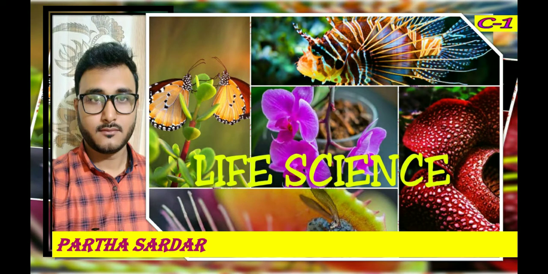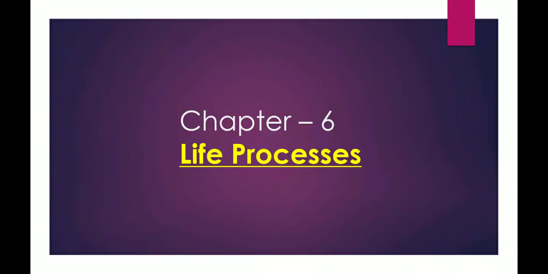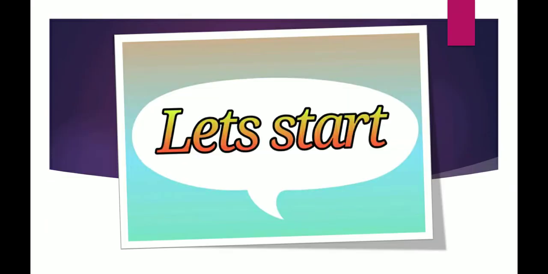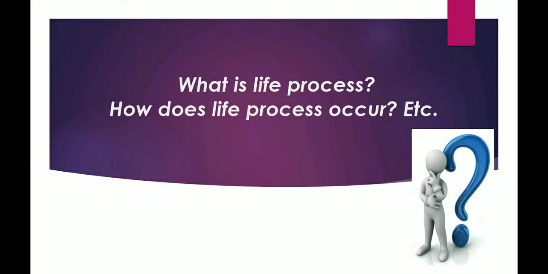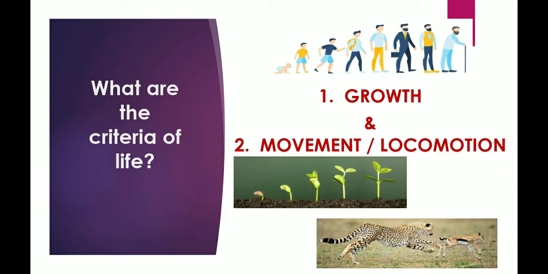According to the CBSE NCERT syllabus, we will discuss here only the biology chapters of the class 10th science book. Today's subject is the 6th chapter, Life Processes. Let's begin. At first, we have to know the criteria of life. The criteria of life are growth and movement or locomotion.